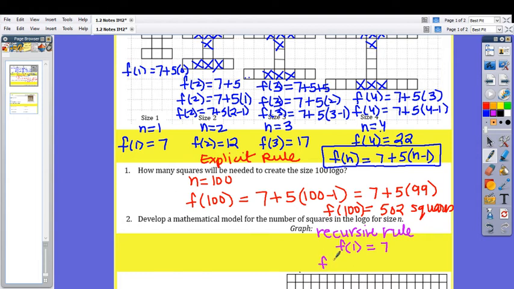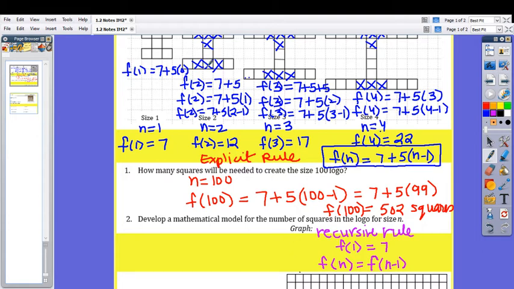Then we need to figure out the pattern: each time, what is it that we are adding to the previous one? Look how we figured it out, that each time there are 5 extra, 5 extra, 5 extra. So all you're doing is adding 5 to the previous logo. So how do you say previous in math? You say f of n minus 1. That means the previous function or previous term.